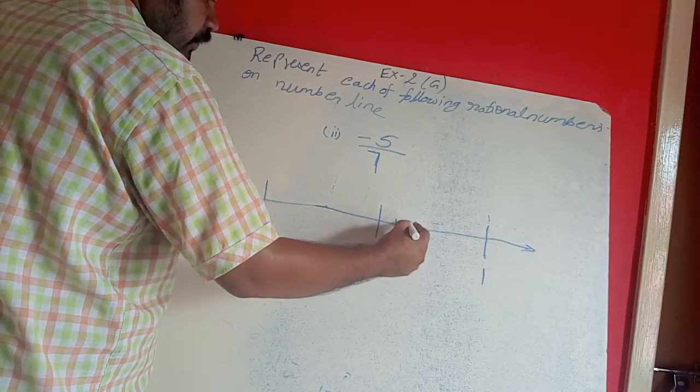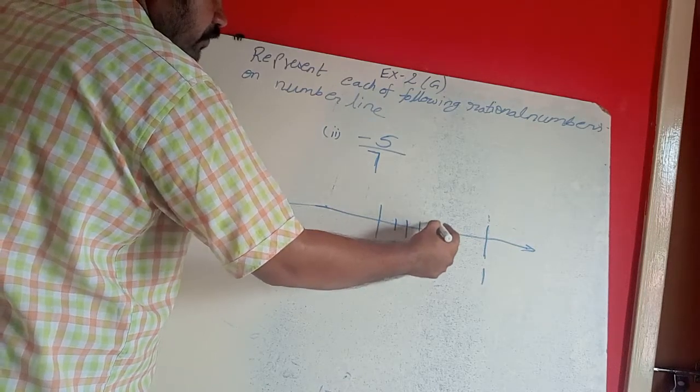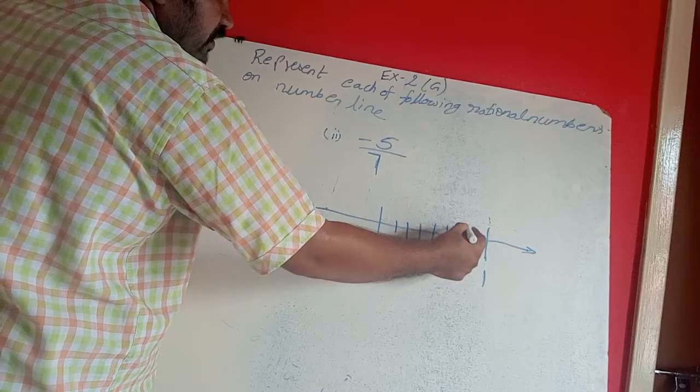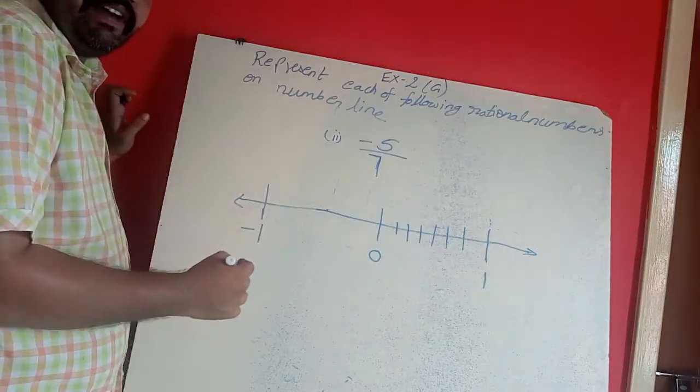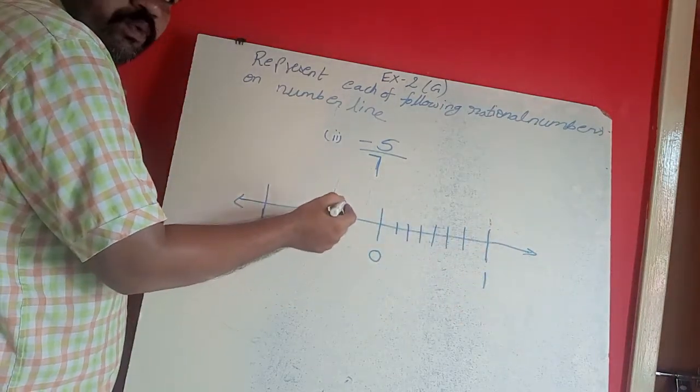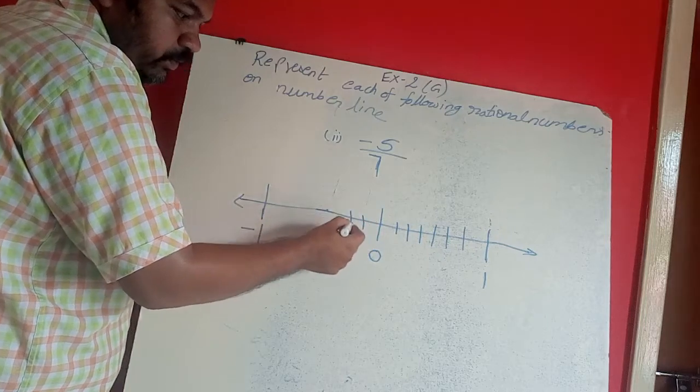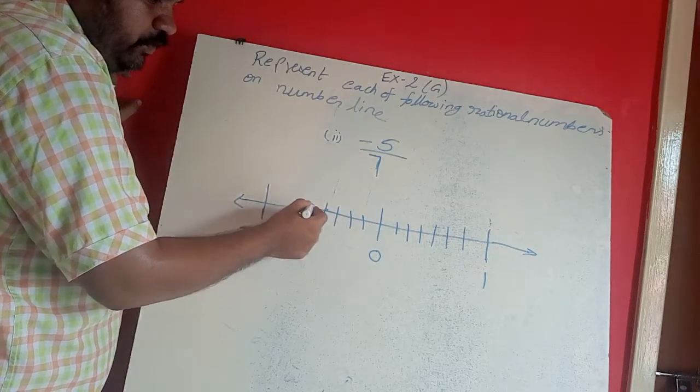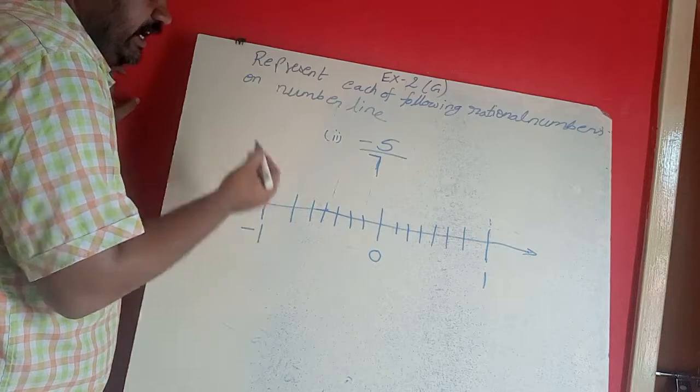1, 2, 3, 4, 5, 6, and the biggest line is 7. 1, 2, 3, 4, 5, 6, and the biggest one is 7.